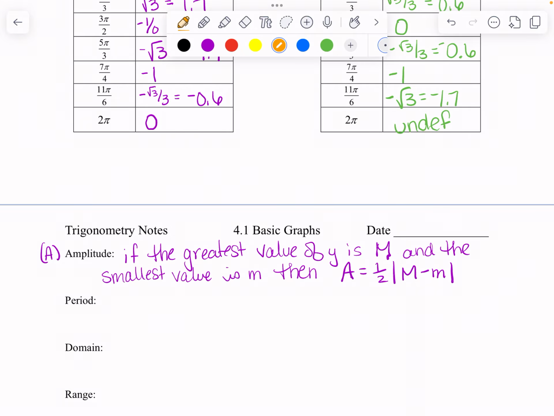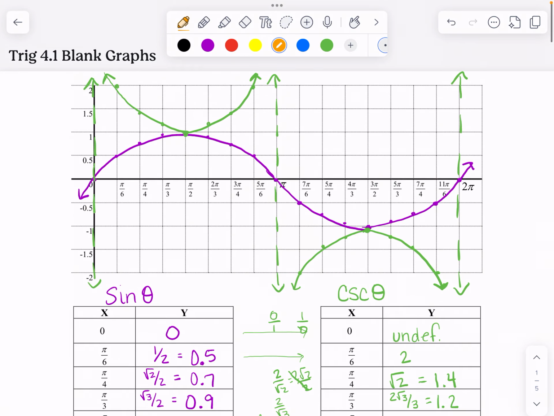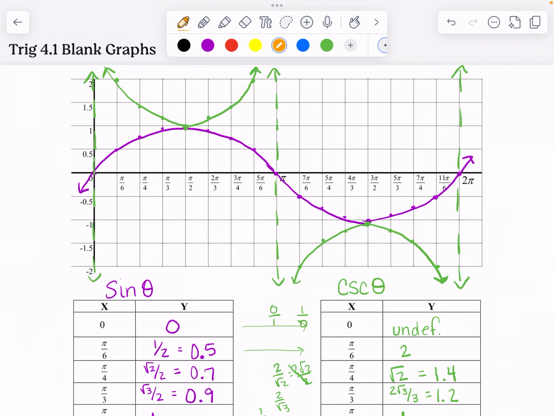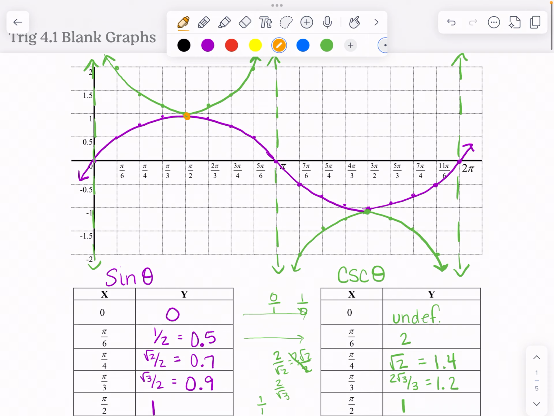Okay, so maybe I'll go orange. So if I go back up to my very first graph, my sine graph, the biggest value that my sine graph gets is positive 1. The smallest value that my y value gets is negative 1. So if I talk about the amplitude, I would take 1/2 of 1 minus a negative 1. Well, 1 minus a negative 1 gives me plus 1. So the amplitude is 1/2 the absolute value of 2. Well, the absolute value of 2 is 2, so 1/2 times 2 is 1. So the amplitude of this graph is just 1.